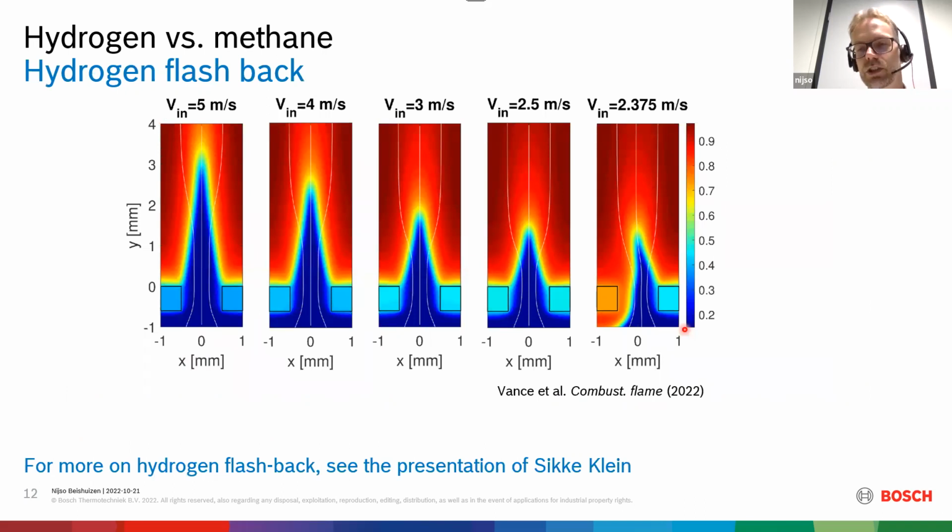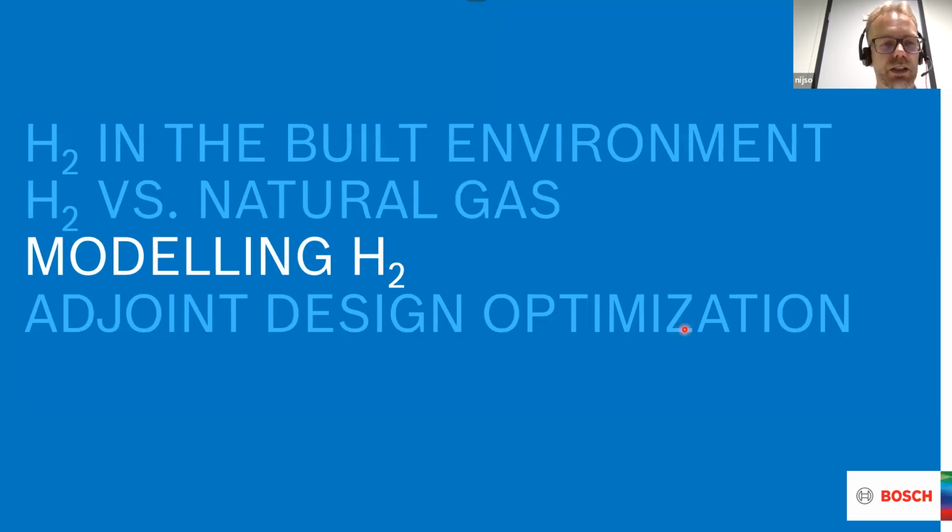So the higher flame temperatures can lead to higher NOx emissions. The higher flame speed of hydrogen can give rise to flashback. I will not go into the topic of flashback in this presentation. And if you want to know more about flashback, please watch the Combustion Institute presentation of Sikke Klein for a very nice introduction into this topic.